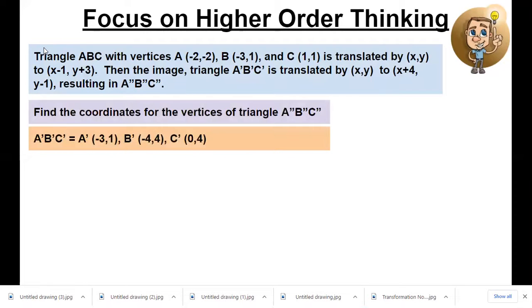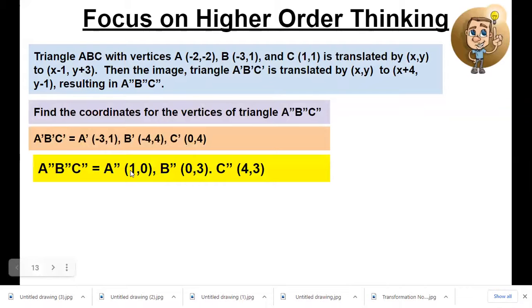So you can try this one at home. This would be your ABC, right? You're going to be translating it. So you're subtracting 1 from every x value. So -2 minus 1 is -3. -3 minus 1 is -4. And 1 minus 1 is 0. And then you're going to add 3 to the y coordinates. -2 plus 3 is 1. 1 plus 3 is 4. And 1 plus another 3 is 4. That's the first translation. Now we have to do the second one.